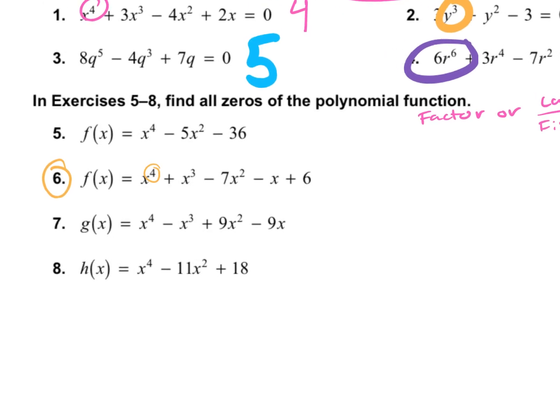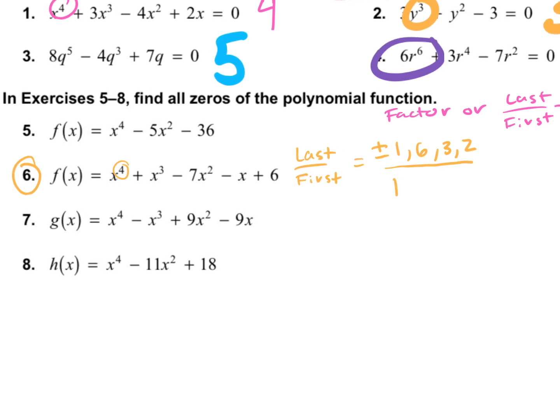I have 5 terms, so I can't even think about grouping yet. So I have to use last over first here. So I need factors of my last over factors of the first. What's my last term? 6. What are factors of 6? 1, 6, 3, and 2. Perfect. And it's plus or minus of all of those. It could be positive or negative. And what's my first one?